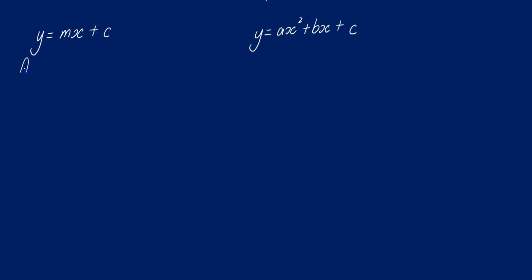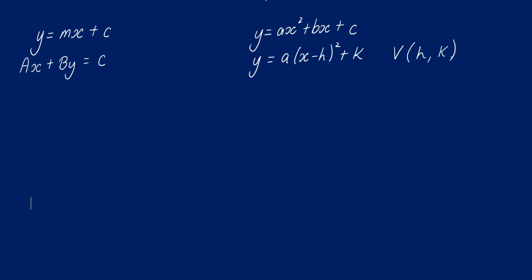You might also see them written in general form, which is ax plus by equals c, and we like a to be an integer and greater than 0. We also know the general form of a quadratic, but again a quadratic can be expressed in the form a(x minus h) squared plus k, and when it's in this form we are able to say that gives us the vertex (h, k).